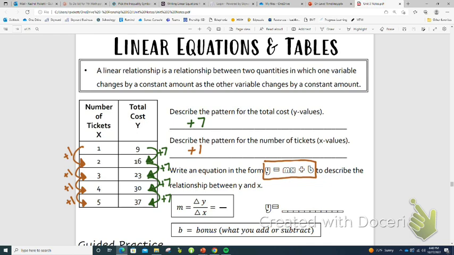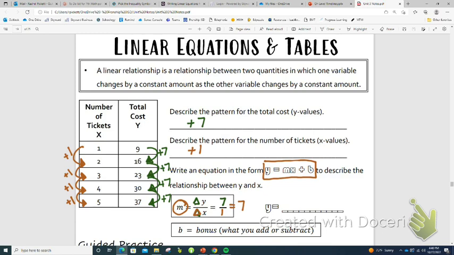To find m, we need to find the change in y over the change in x. Well, that's what we just found when we looked at the patterns. That triangle next to the y and the x means the change. So y changed by adding 7, so I'm going to put a positive 7 there. x changed by adding 1 each time. To simplify that, 7 divided by 1 equals 7. So m in the equation is 7.